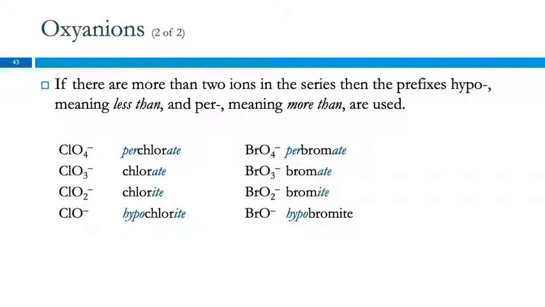For some of the elements, there's actually a series of 4 ions. Chlorine and bromine and iodine do this. So here's chlorate. You memorize that one. And perchlorate, per, hyper, means more than. So it's got an extra oxygen. Chlorite is the light version, one less oxygen. And hypochlorite is below that, it's even one less oxygen.